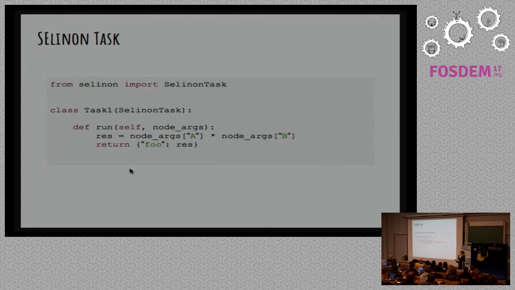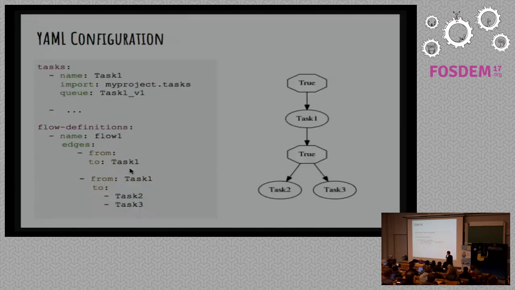Here's an example of a Selinon task. You just import Selinon task, you derive from it, and you provide a method called run, which receives the input of the task. Then you return your result. That's all. Then you provide the YAML configuration file.